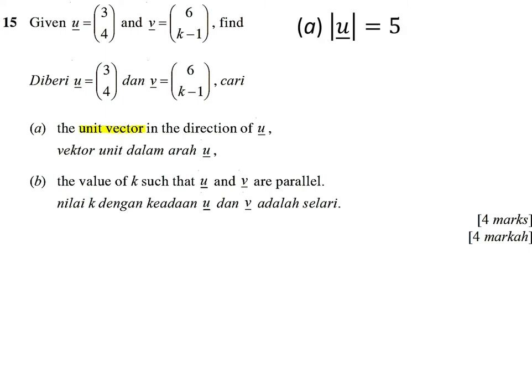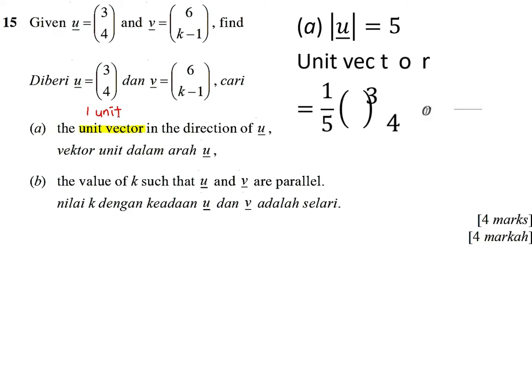How to find it? Referring to the Pythagoras theorem. And always remember that unit vector means the vector with one unit. So if the original vector is 5 units, to make it become 1 unit, just divide by 5. So you can either leave your answer as 1 over 5 (3, 4), or (3i + 4j) over 5.